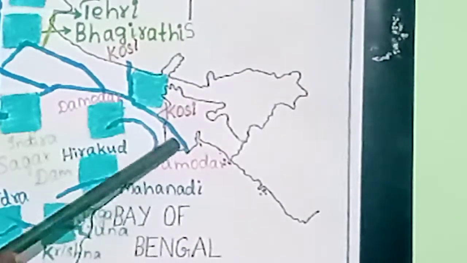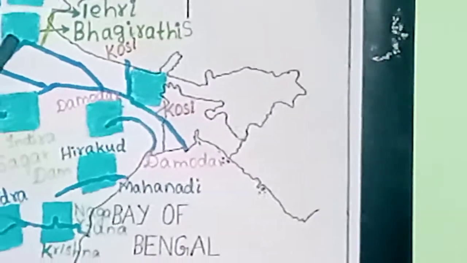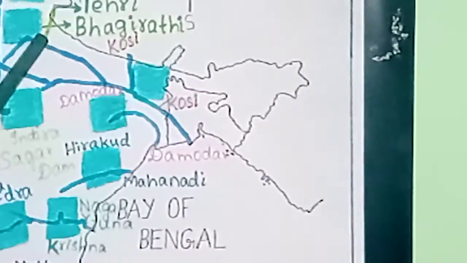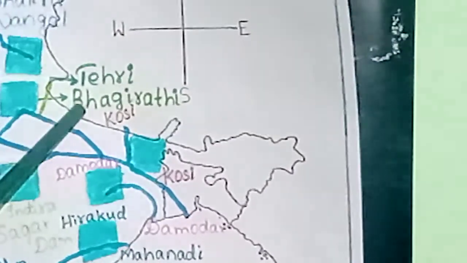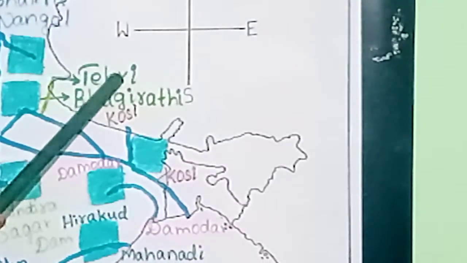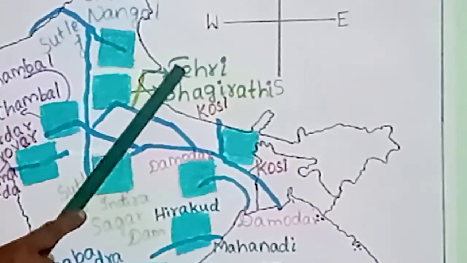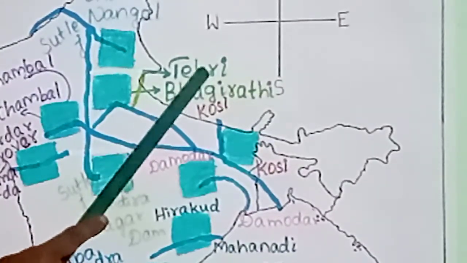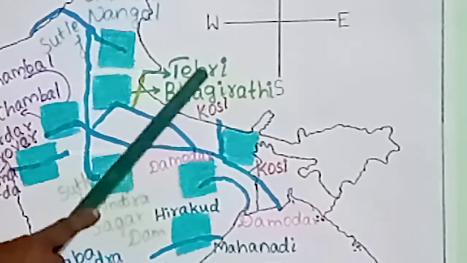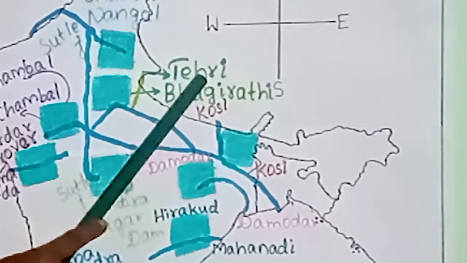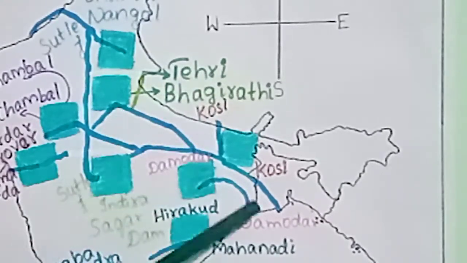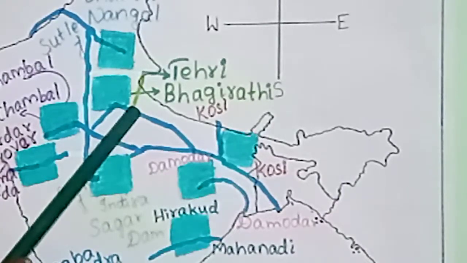Then the next dam is Bhagirathi dam, also called Tehri. This particular dam is constructed across the river Bhagirathi. Bhagirathi is one of the branches, one of the tributaries of the Ganga.